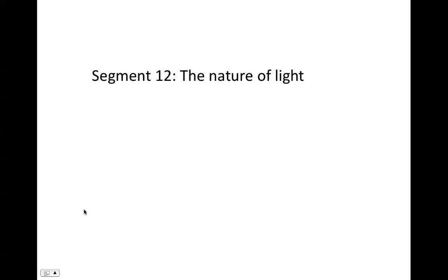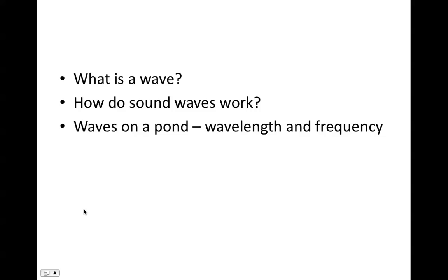Segment 12, the nature of light. Let's start with a few questions. What's a wave? A wave is a periodic disturbance that propagates. We have many different types of waves that we look at: water waves, sound waves, and light waves. Let's start with sound waves. How do sound waves work?